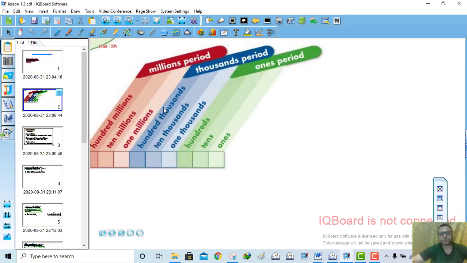As you know, look at this. Here we have the ones period, thousands period, millions period. In ones we have ones, tens, hundreds. After this, the thousands: 1,000s, 10,000s, 100,000s. In the millions period, we have 1 millions, 10 millions, 100 millions. You should remember all of these place values.